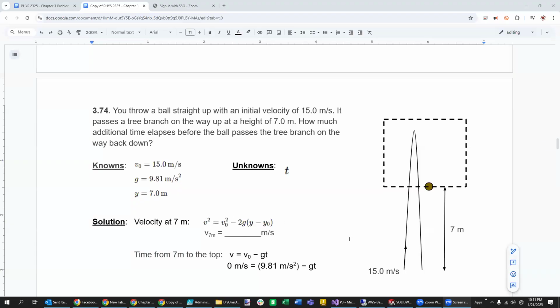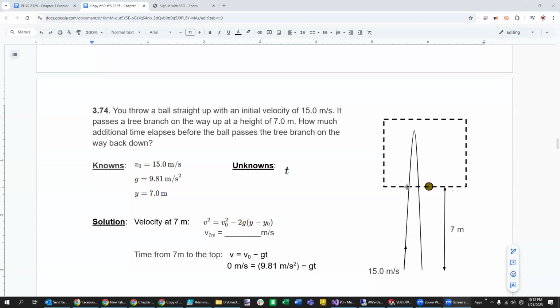Okay, and here are some hints on how to figure out the time it takes to go from here back down to there. The first thing we need to do is find the velocity at this point. If we say the initial velocity is 15 and we're looking for the final velocity, we can use this equation here because we know that y naught is 0 and y is 7. So that's 0 and 7. This is 9.81 meters per second squared, and that's 15. So you're going to get a velocity right here.